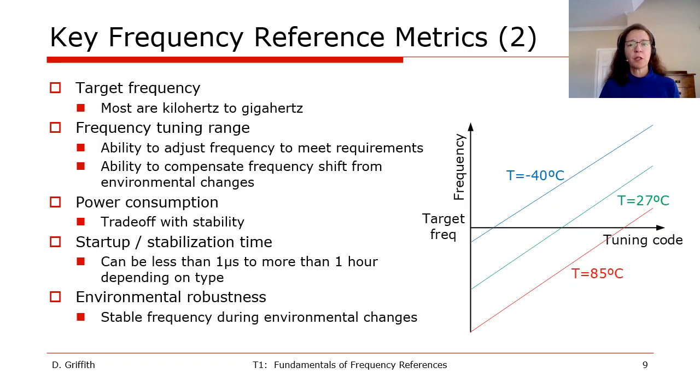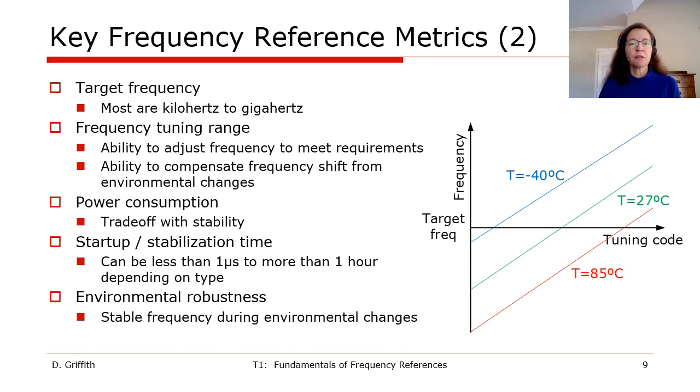In addition to frequency accuracy and stability, another important metric is the target frequency. Most frequency references are in the range of kilohertz to gigahertz. Many frequency references also have a specified tuning range, which allows the frequency to be adjusted to meet the application requirements and to compensate any frequency shift due to environmental changes, as shown in the figure to the right.